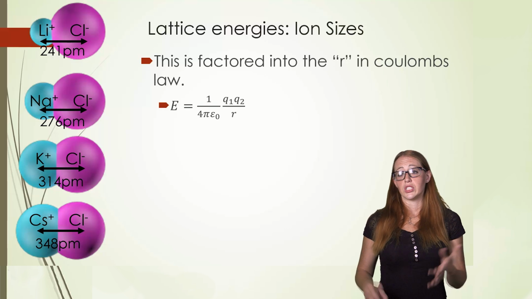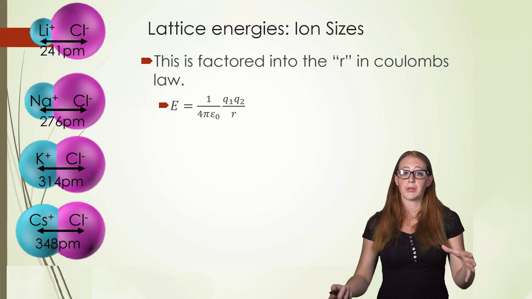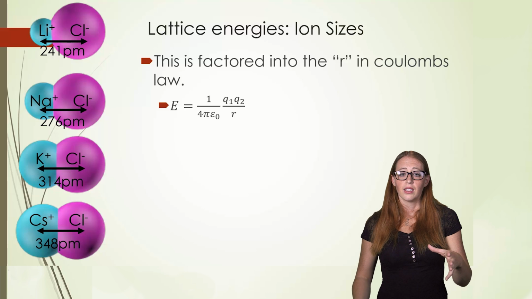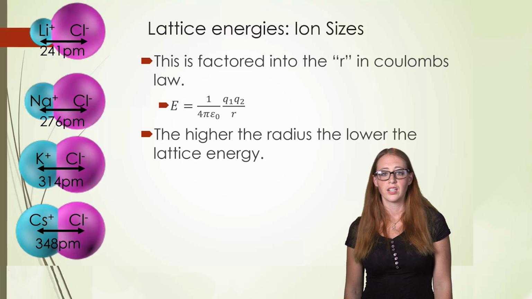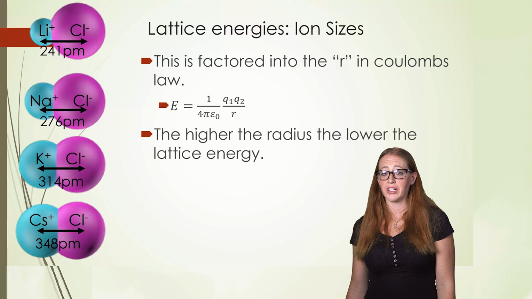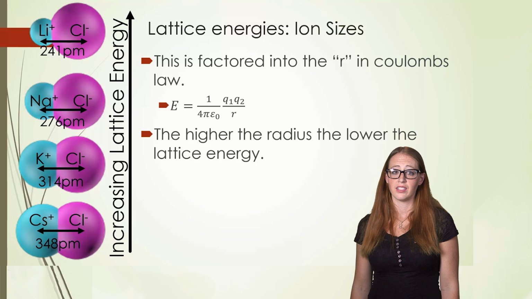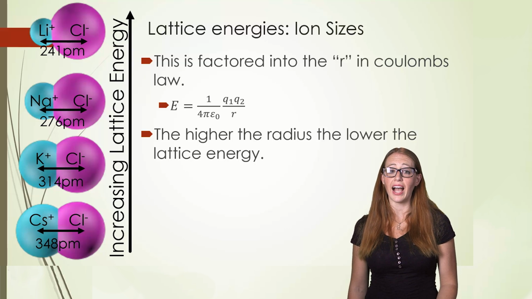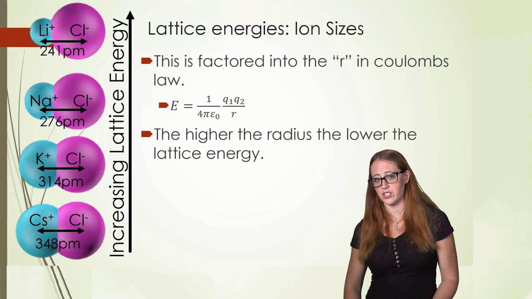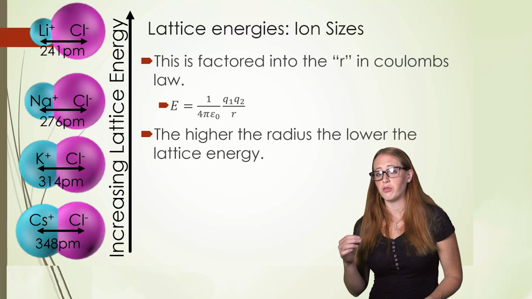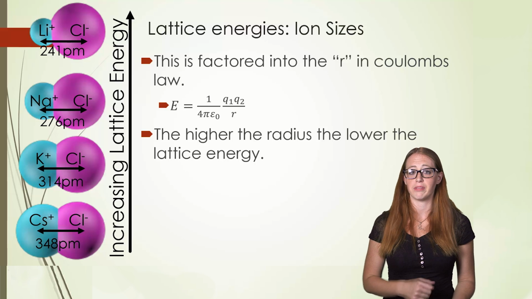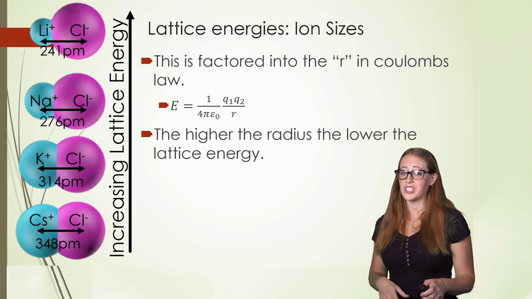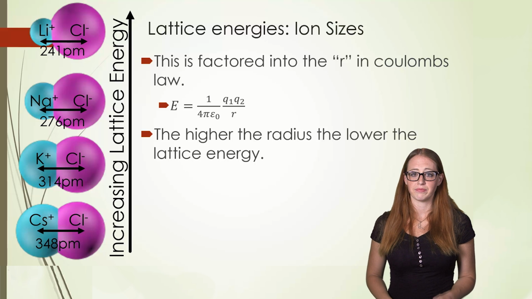So this is factored into the R in Coulomb's law, the separation of the ions. R is in the denominator here. So if you decrease R, you increase the lattice energy. So lithium chloride of this group is going to have the highest lattice energy, whereas something like cesium chloride is going to have the lowest lattice energy. Now, as I said before, usually ion charge is going to win out before this. But if they're all the same charges, then you can look at the radii.